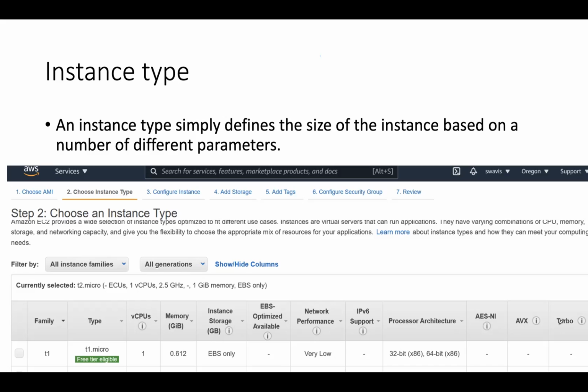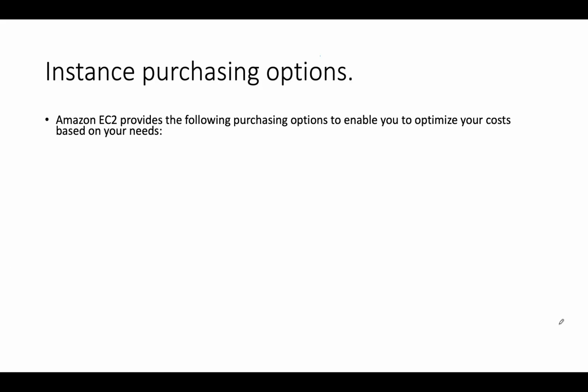Having this flexibility of various instances will allow you to select the most appropriate size or power of an instance that you need for optimal performance within your applications. So, instance purchasing options. Amazon will provide you the following purchase options to enable you to optimize your cost based upon your needs.